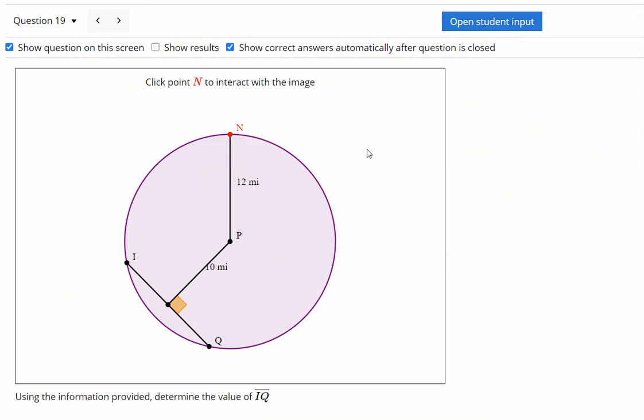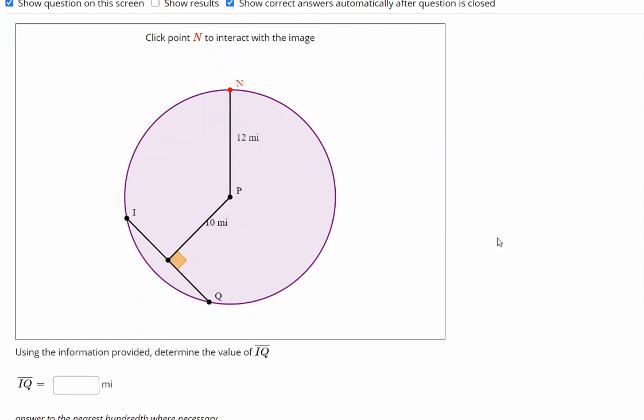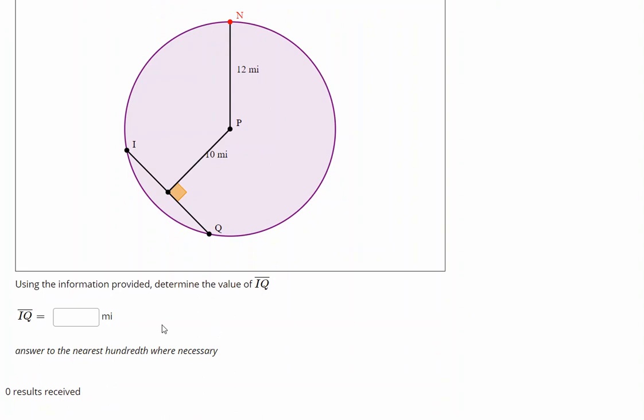Okay, so next one here, guys. It did it for question 9. All right, guys, so next one here. So click point N to interact with the image, so you can interact with this thing. Now, using the information provided, determine the value of IQ. So from I to Q. And this is the information we have. This is 12 miles, and this is 10 miles.